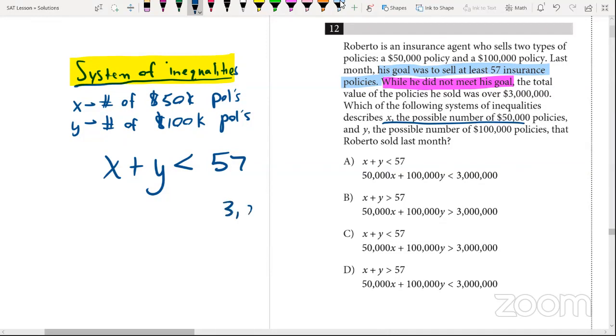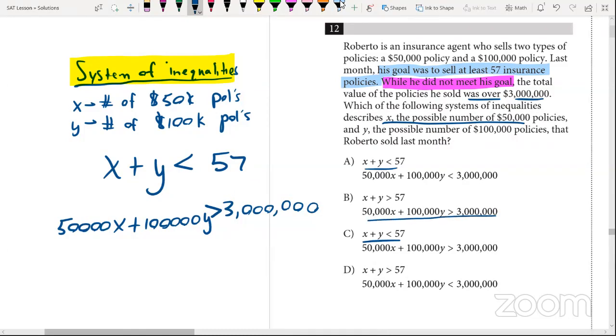But the value of what he sold, which is our price times quantity statement, is our amount of money. So 50,000 times the number of 50,000 plus 100,000 times the number of 100,000, that was definitely over 3 million. So it was greater than 3 million with no tricks there. So X plus Y is less than 57, and 50,000 X plus 100,000 Y is greater than 3 million, which is this or this. So the answer that has them both for number 12 is going to be C. Let's go ahead and go now to number 13.